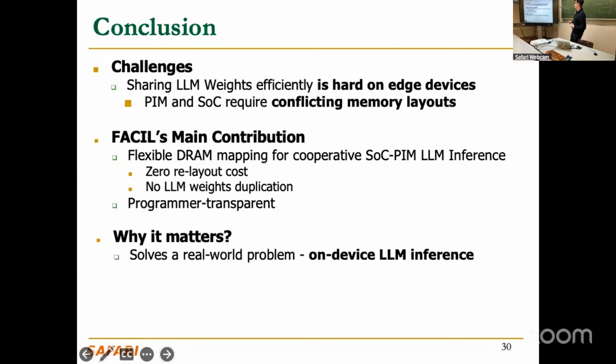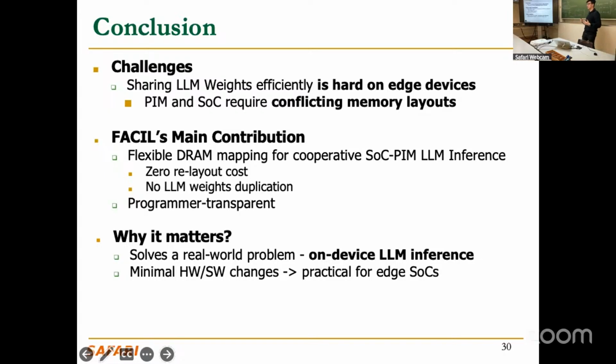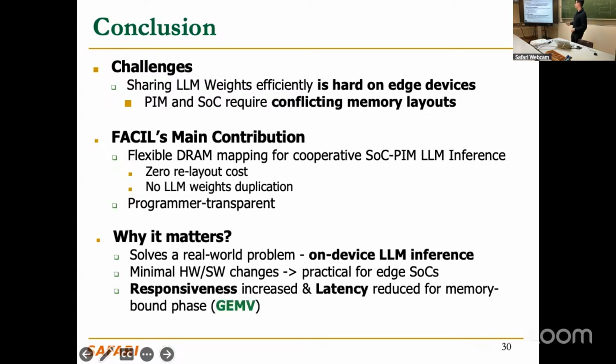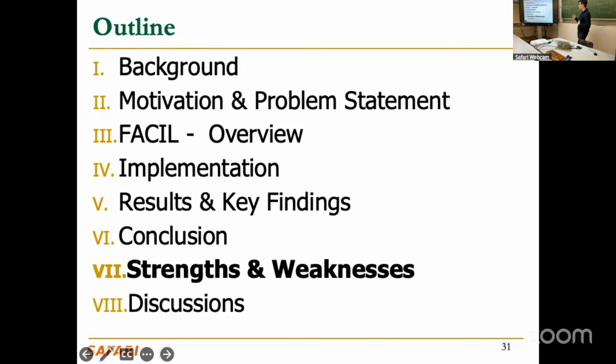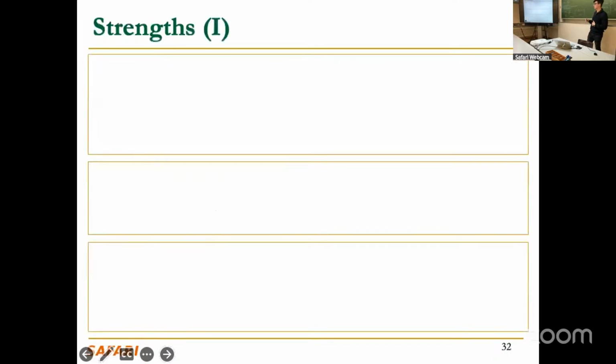Also, why this matters is because Facil manages to solve a real-world problem, the on-device LLM inference problem targeted on edge devices, with minimal hardware and software modifications, which makes it practical for edge SoCs. And lastly, it manages to do this by increasing the responsiveness because it reduced mainly the latency of the memory-bound step of the LLM inference process, which was the second one, the decode step. There are some strengths and weaknesses I'd like to talk about from the paper.